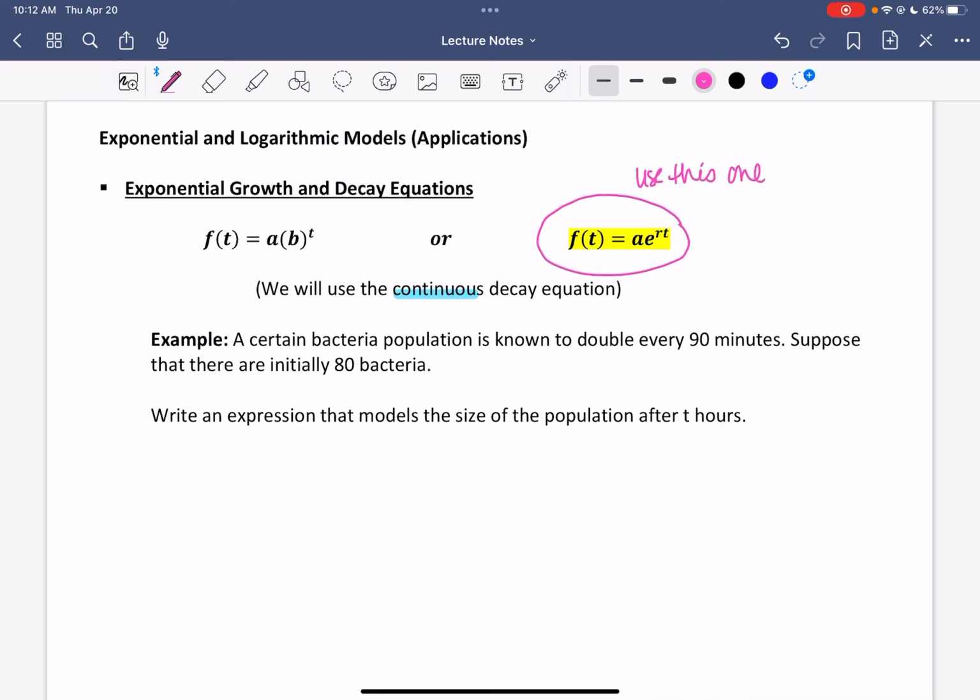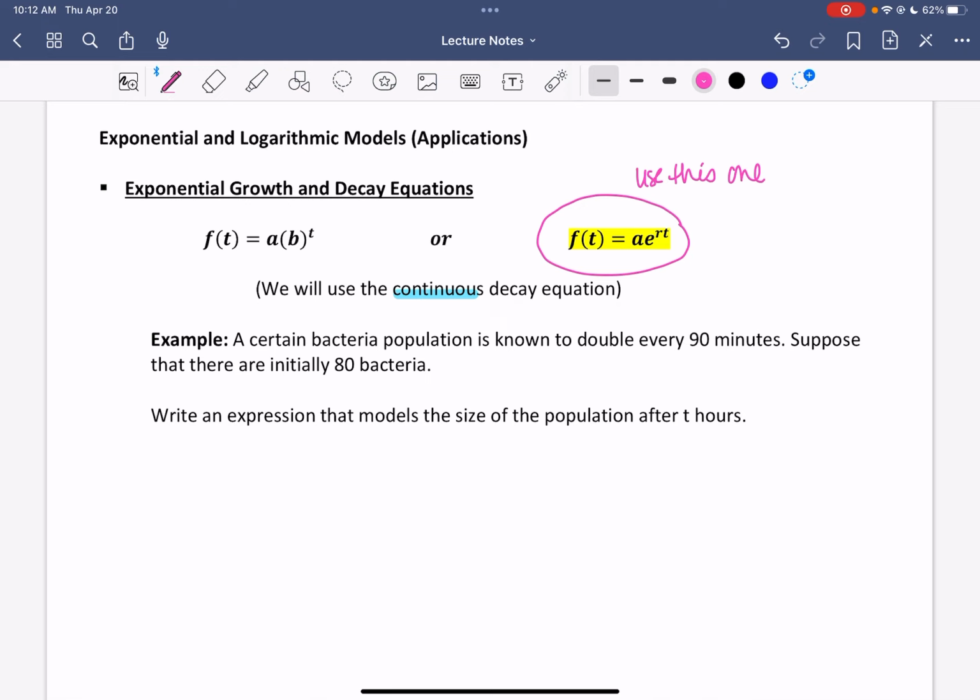So use this one. It says a certain bacteria population is known to double every 90 minutes. Suppose that there are initially 80 bacteria. Write an expression that models the size of the population after t hours. So let's figure out what kind of information we have.